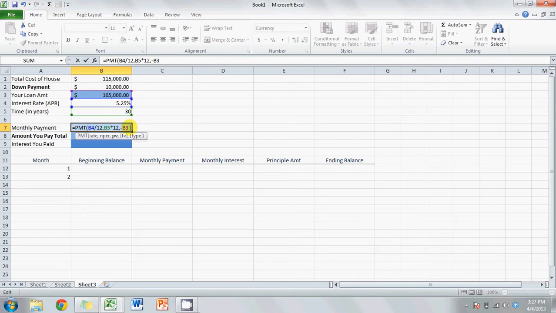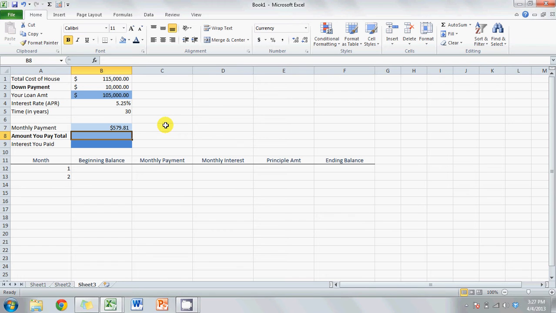It's important to recognize that the amount of money you took the loan out for is debt you have accrued, and debt is negative. So I'm just changing that to a negative. I'm going to end my parentheses, hit enter, and you can see I have a monthly payment of $579.81.